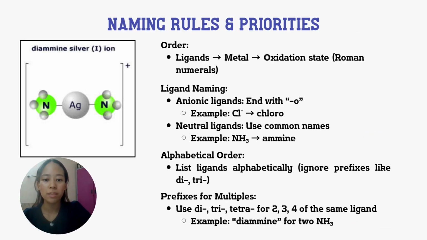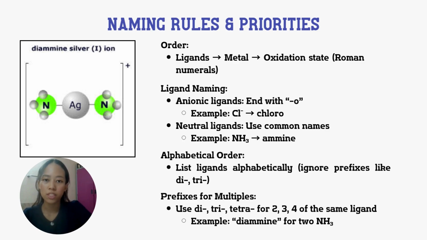Now, let's go through the naming rules and priorities for coordination compounds. First, we always name the ligands before the central metal. For ligands, anionic ones end with -o. For example, chloride becomes chloro. Neutral ligands use their common names like ammine for ammonia and aqua for water.